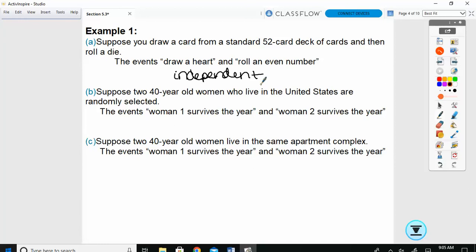All right. Suppose two 40-year-old women who live in the United States are randomly selected. The events woman 1 survives the year and woman 2 survives the year. Do those have anything to do with one another? If I just take two random people in the United States. No. Does one person living change the probability that the other one lives? No. Okay, so those would be independent.